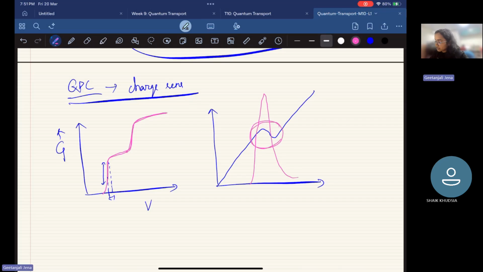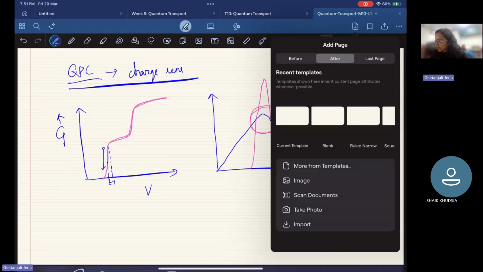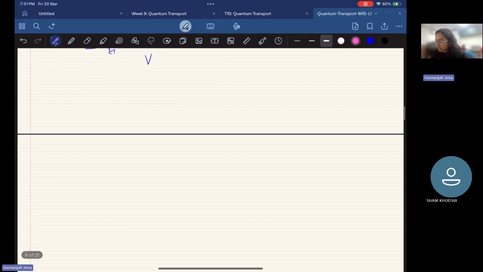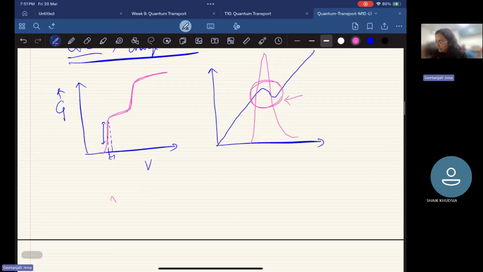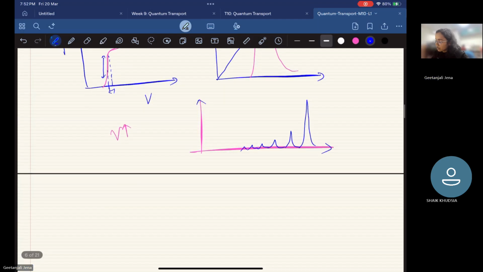So around this region, we can use it as a charge sensor, because, as we'll see in the next lab session, if you increase the voltage, you can see that the oscillation in current gradually decreases when we increase the voltage in the negative direction. But if you look at the conductance graph, it's not the case.